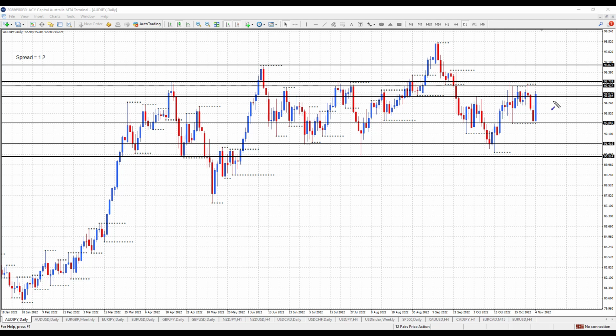So Aussie yen day chart, we are rather range bound. At the moment, we're pretty much in this range here. Okay. So we moved down from the top last week down to the bottom. We're just rallying back up. So at the moment I'm just treating it like it's a range.